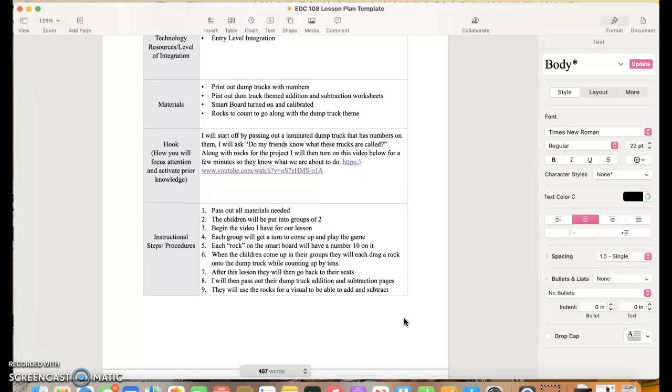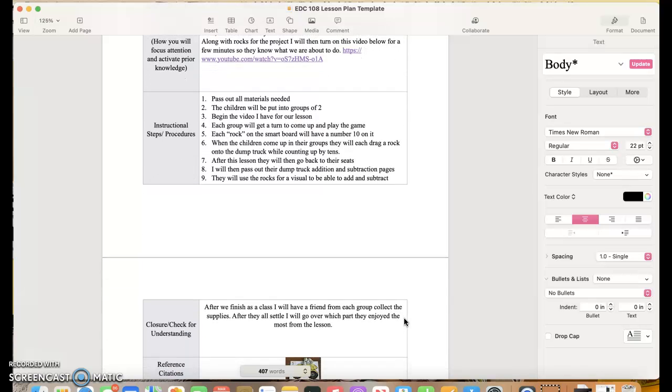For the hook, I will start off by passing out the laminated dump trucks that have numbers on them, along with rocks for the project, and I will ask, do my friends know what these trucks are called? I will then turn on a video about dump trucks. In this video, he is talking about dump trucks and counting, which goes along with this theme perfectly. I probably won't leave the whole thing on because I don't want to lose them too fast.